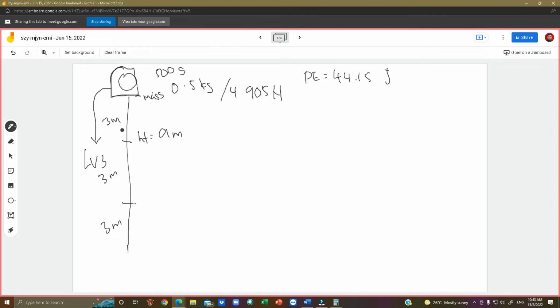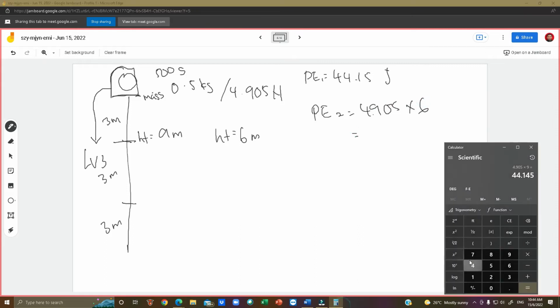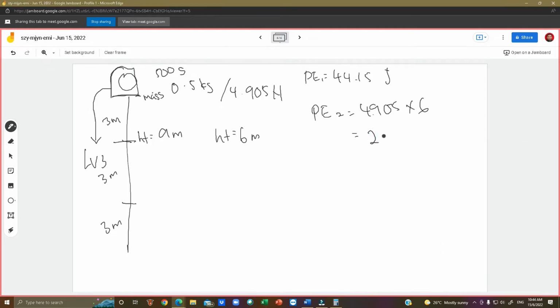And when this ball falls down, the amount of potential energy within the ball is going to change. Pasal height dia dah berubah. Instead of height 9 meter, now the height is 6 meter. So, the potential energy yang kedua is 4.905 times 6. We have 29.43 joules.